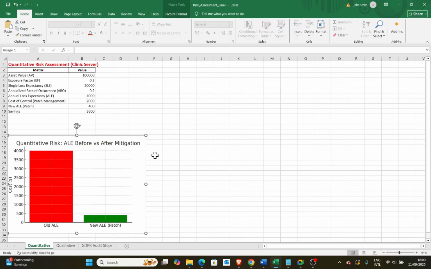So the old annual loss expectancy without the risk analysis, this is what you tend to lose. But when you have the new annual loss expectancy, everything will go down. That is the calculation here.